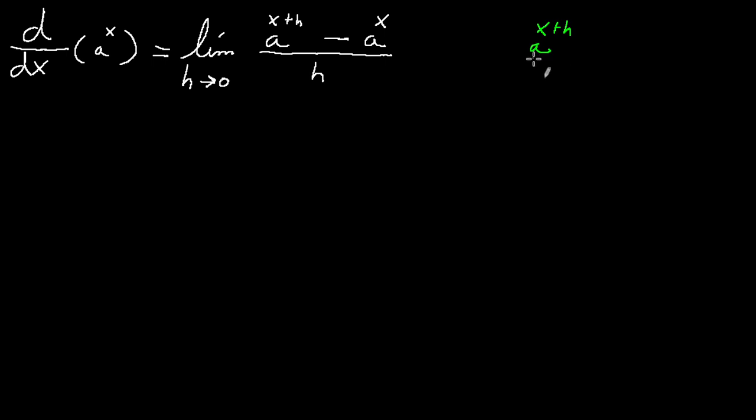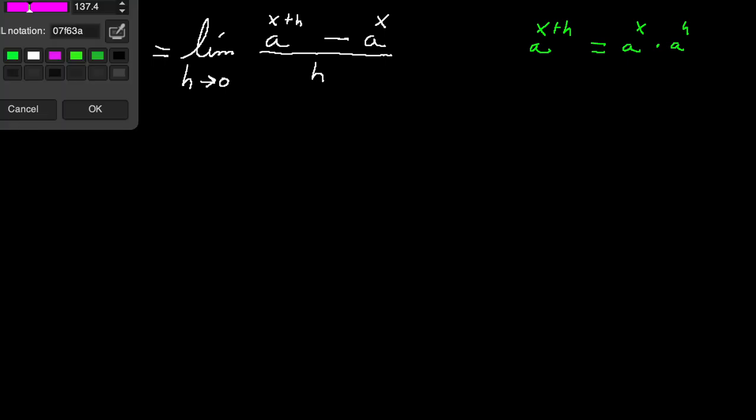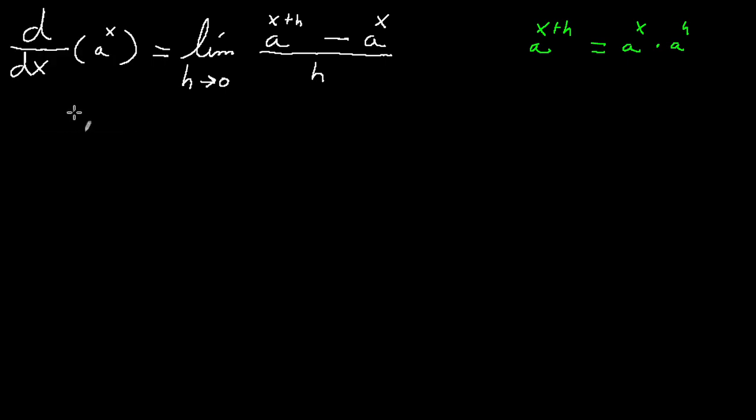a to the x plus h could also be written as a to the x times a to the h. And the only reason why I'm doing that is because I'm trying to somehow pull this thing apart, and I don't know how to do it. So I have to find how you can pull something like that apart. Okay, so I don't know, but we're going to try to find it. So let me argue with my pen for a second.